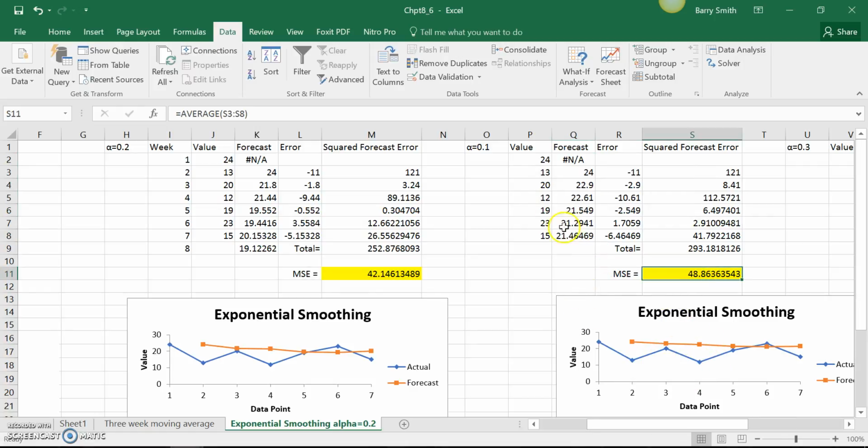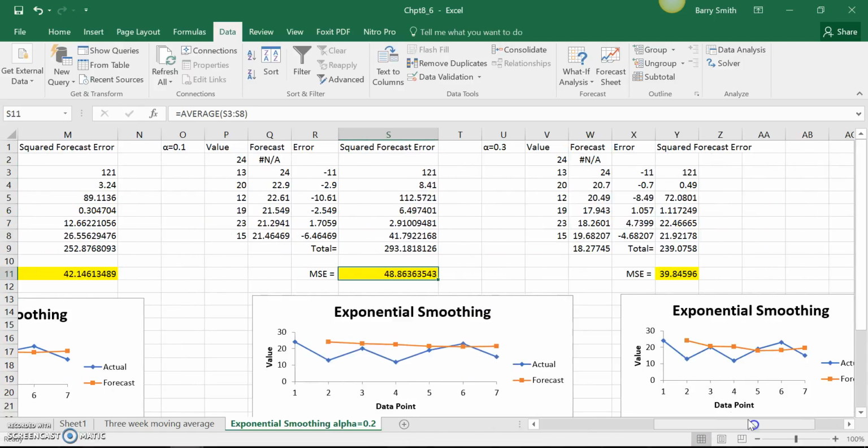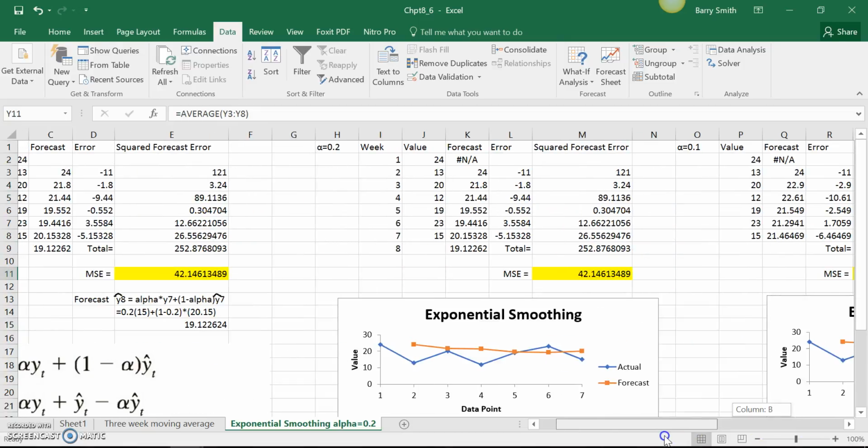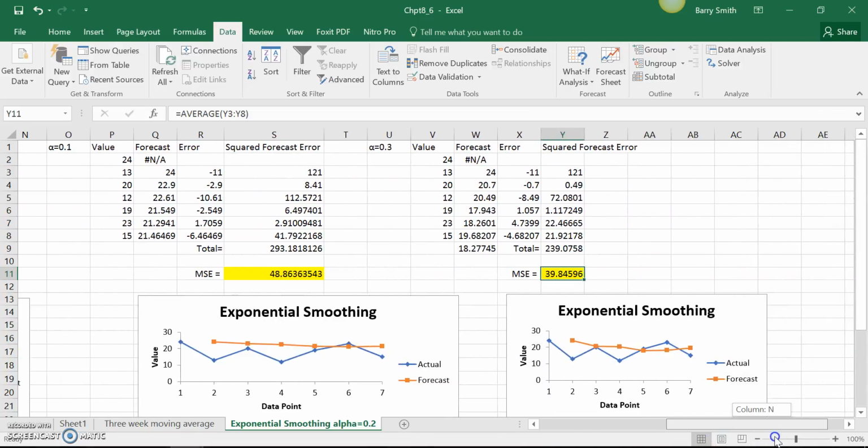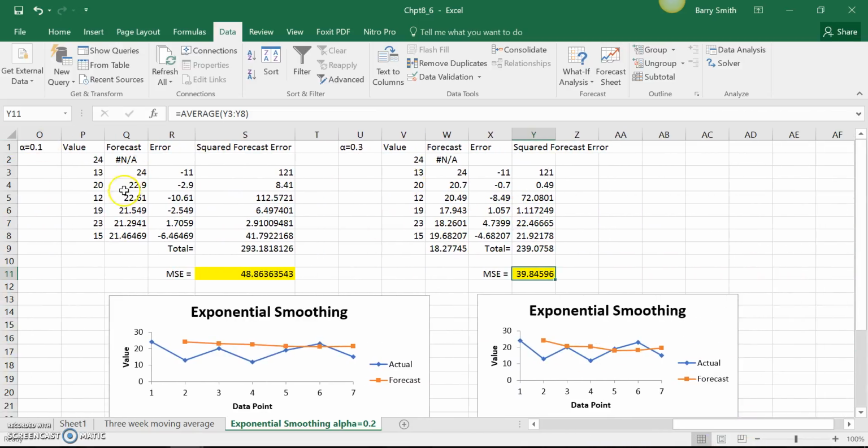That makes it go up higher, so 0.1 is not what we want. So we do 0.3, and if we do 0.3, we can see 0.3 and 0.7. We get down to 39.854, which is lower than 42.14. So just playing with those two around the 0.2, with the 0.1 and then above at 0.3, we got values that were lower. And again, it's nice. It shows you the curves for the forecast as well as actual.